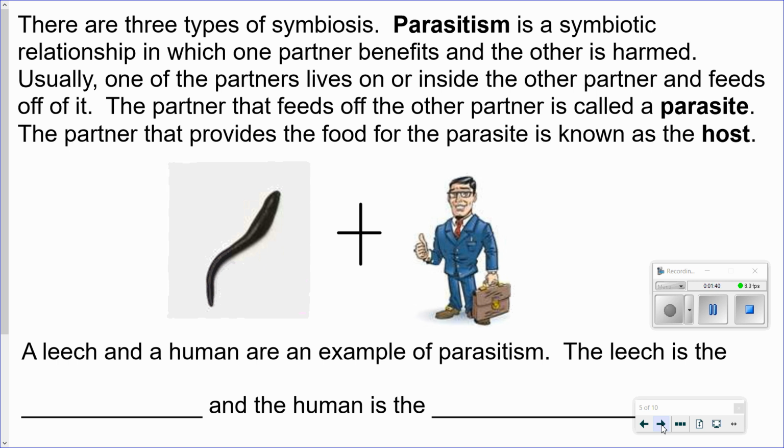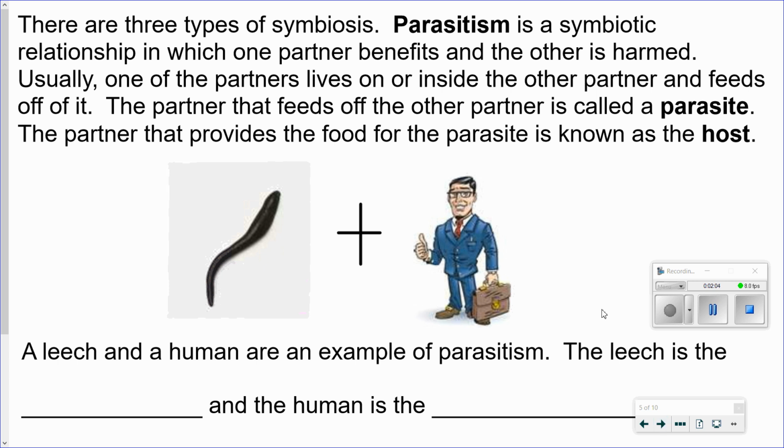Parasitism is a symbiotic relationship in which one partner benefits and the other is harmed. Usually, one of the partners lives on or inside the other partner and feeds off of it. The partner that feeds off the other partner is called a parasite. The partner that provides the food for the parasite is known as the host.